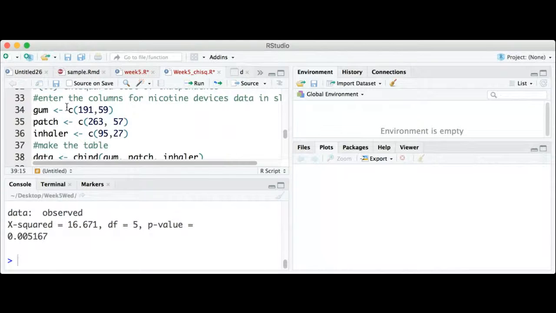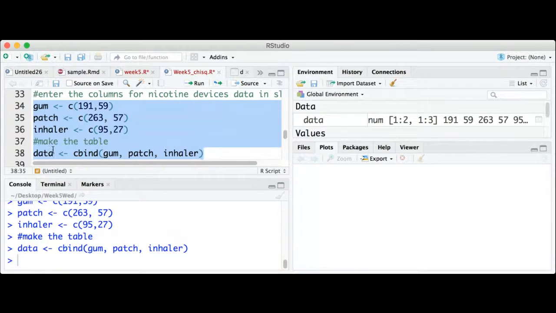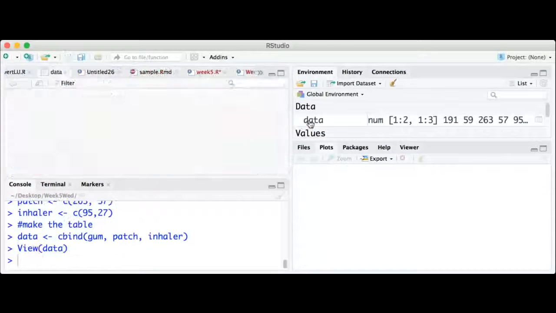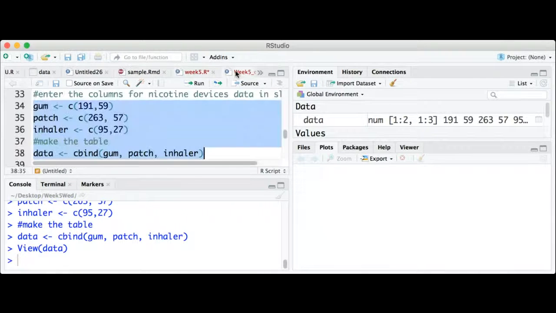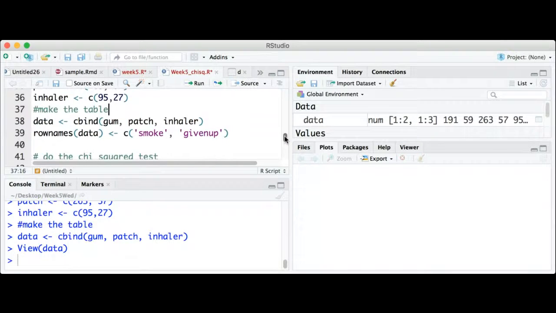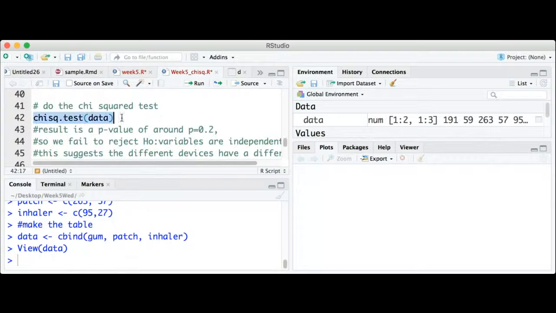So I'll just do that, run. And if I have a look at data, I can look at it there. You see, here's my table. Now I've got to find where I put it. There it is. Okay, so all good so far. That's getting the data in. Now we can just do the chi-squared test.